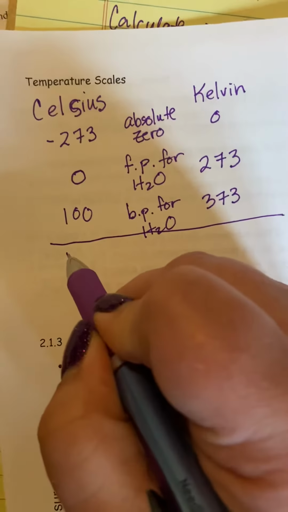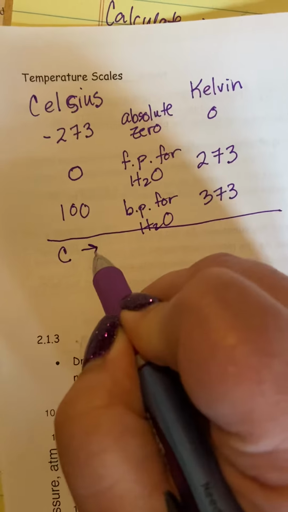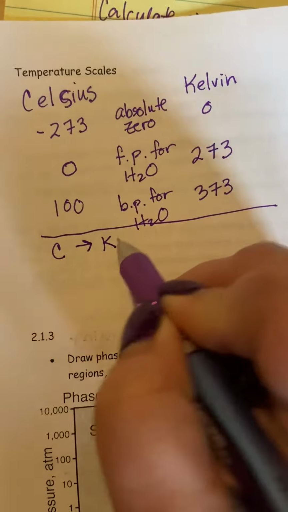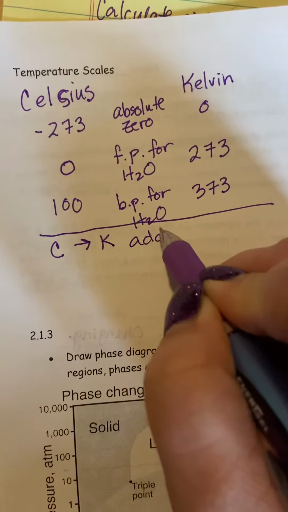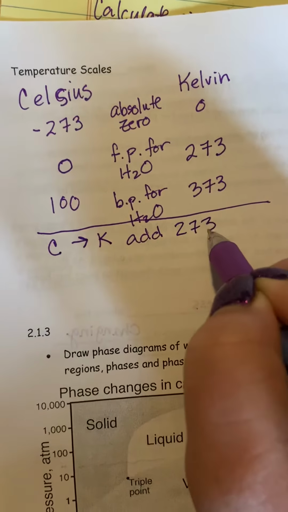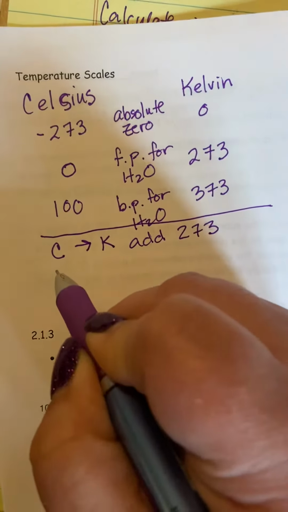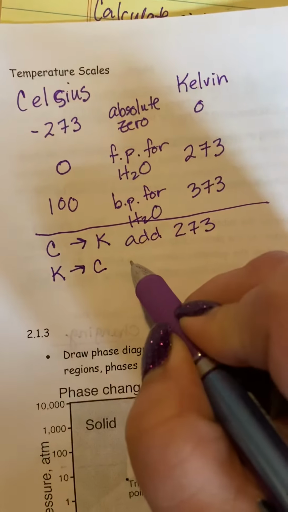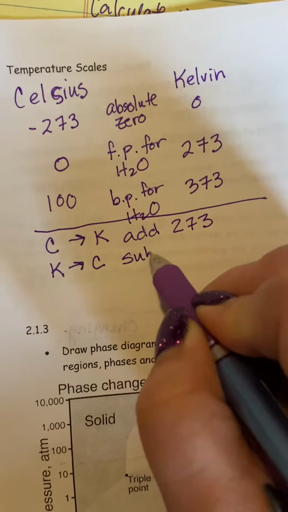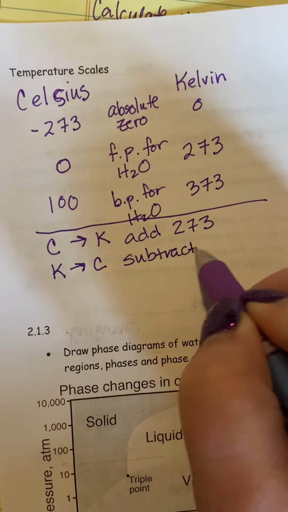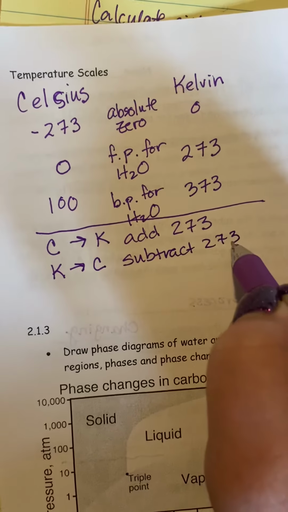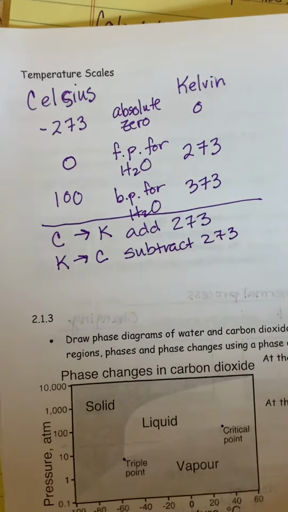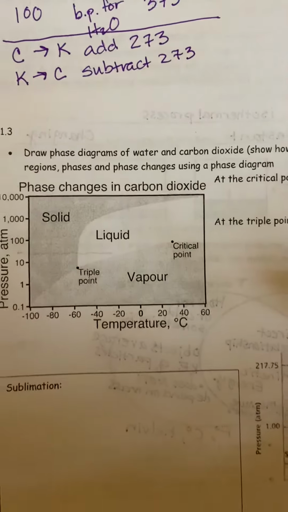Okay, if we're going from Celsius to Kelvin, we are going to add 273. Okay, and then if we're going from Kelvin to Celsius, we are going to, you guessed it, subtract 273. Okay. All right, so let's move on down to the phase diagrams.